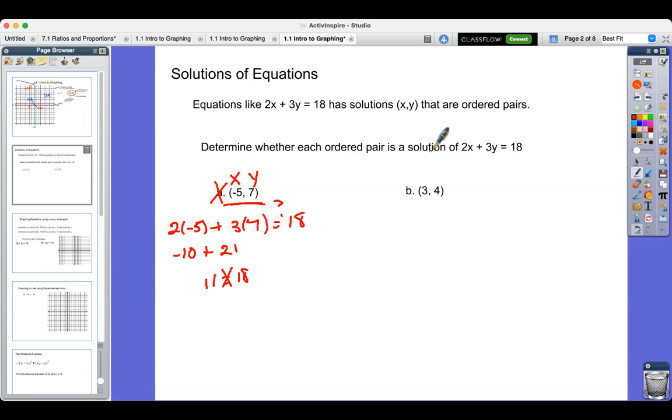Let's check this one. So 3 for x, 4 for y. We'll have 2 times 3 plus 3 times 4.